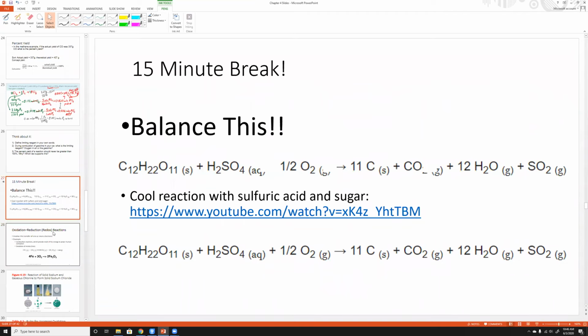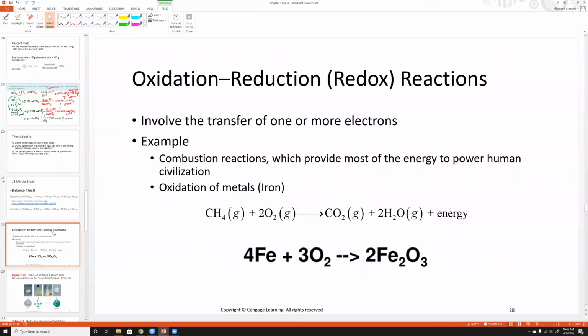You can balance these on your own, but I'm going to make a video of balancing equations that will be better than what we just did. So anyway, there are these other types of equations called oxidation reduction. And maybe you've heard of this term or redox before.